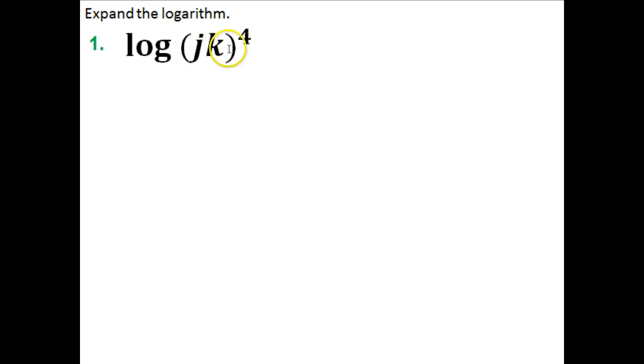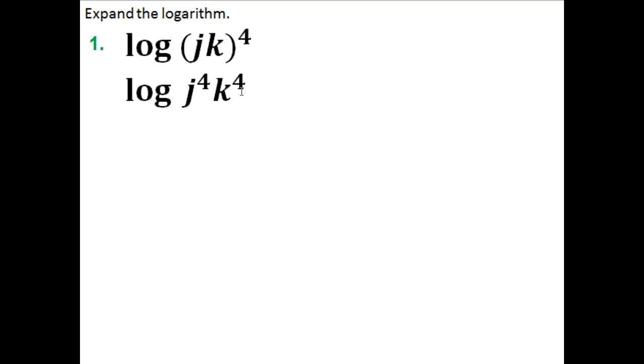First I have jk raised to the 4th power. Because these are inside the parentheses, we have to identify that this 4th applies to everything inside of here, not just the k, but also the j as well. So if you wanted to, you could expand this just a little bit by distributing this 4 to both of these inside here. It should look like this. Okay, this is j to the 4th times k to the 4th.